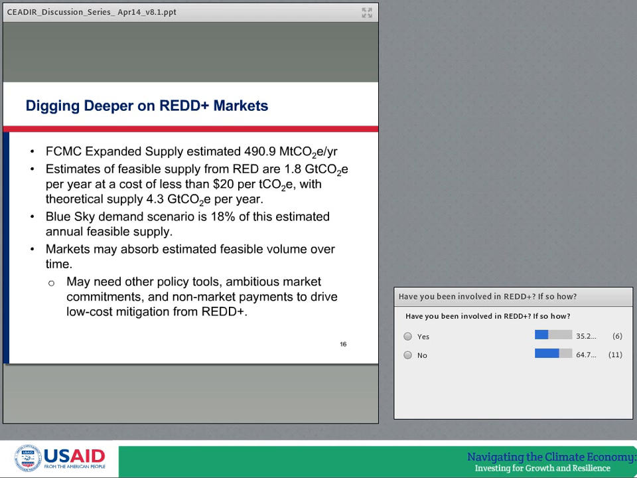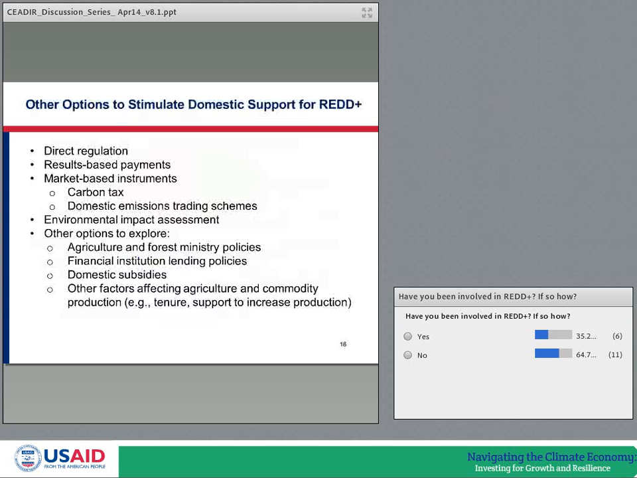So there's another paper that we did in FCMC, which was looking at that very question. We looked at a whole range of potential policy measures that could be done in developing countries to support REDD and other types of sustainable landscapes. Those first couple up there are direct regulation, payments for results, the Norway type of model, and market instruments, such as a carbon tax or a domestic emissions trading scheme. They're all using some sort of modified environmental impact assessment as a way of supporting REDD in developing countries.